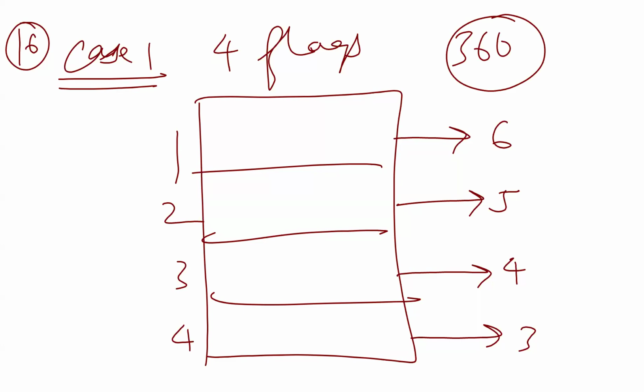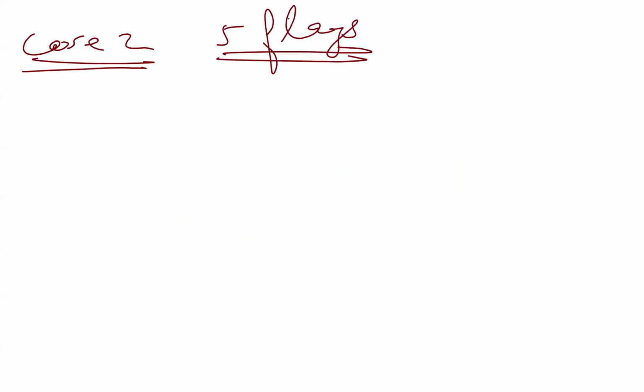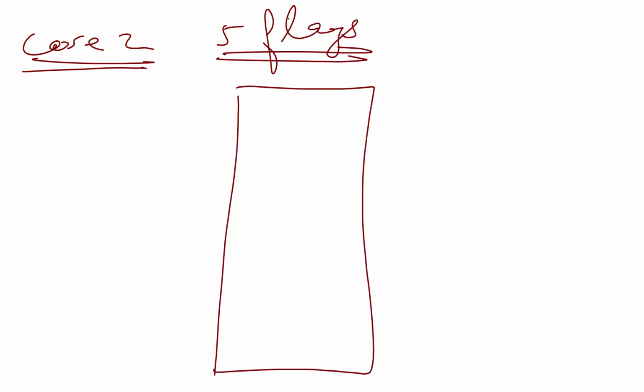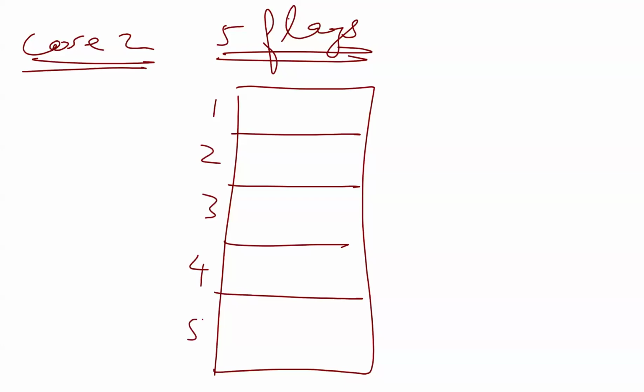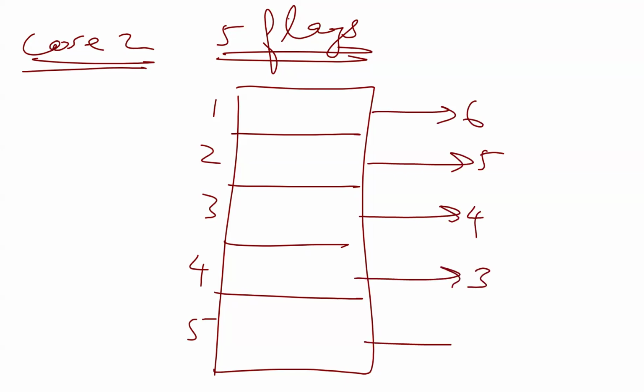Now case 2, if there are 5 flags. At least 4 they are saying, no? So it can be more than 4 also, if there are 5 flags: 1, 2, 3, 4, and 5. So 6 ways, 5, 4, 3, and 2. So this will be 720 ways.